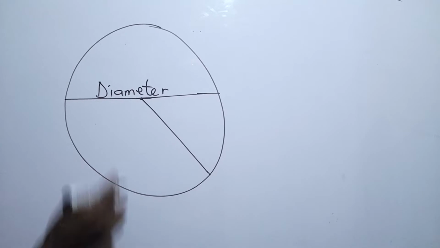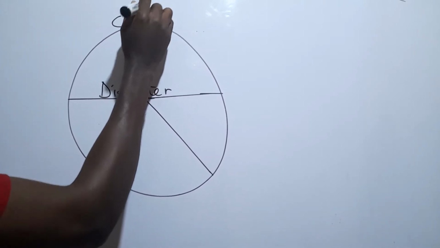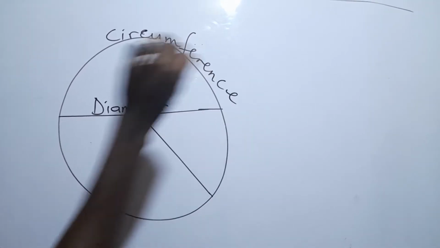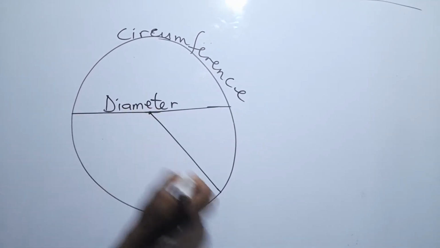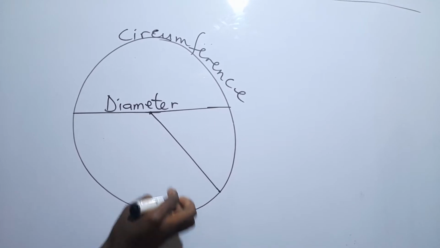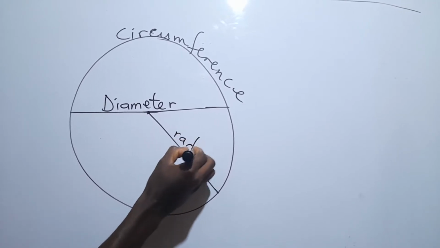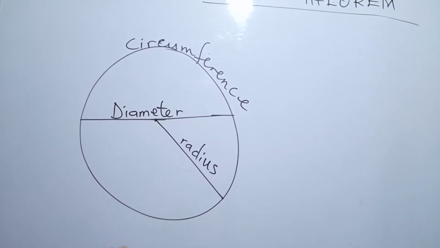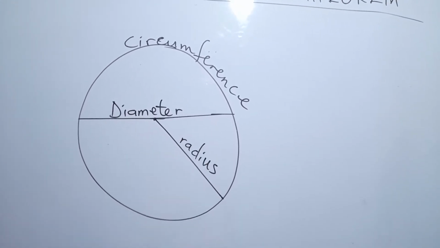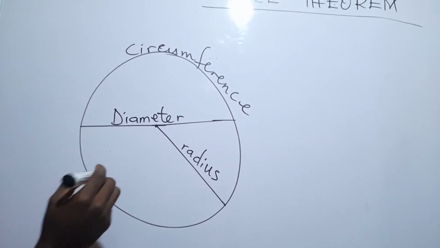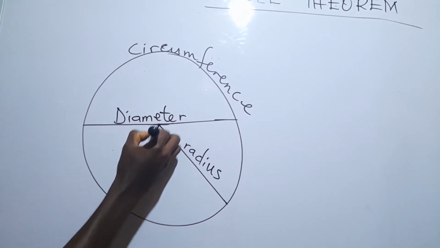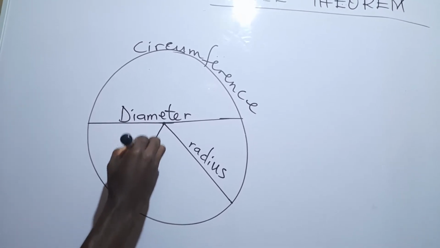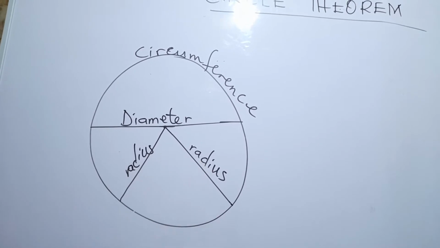Now, the distance around the circle is called circumference. Any line drawn from the center of the circle to any part of the circumference of a circle is called radius. And 2 radii make 1 diameter, or diameter divided by 2 is the radius. Please, very necessary. Now, if I draw any line from here to this place too, it is a radius. The plural form of radius is radii. So we have 2 radii.